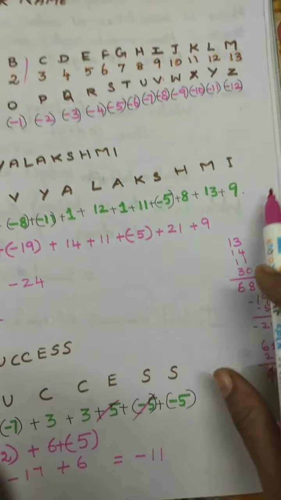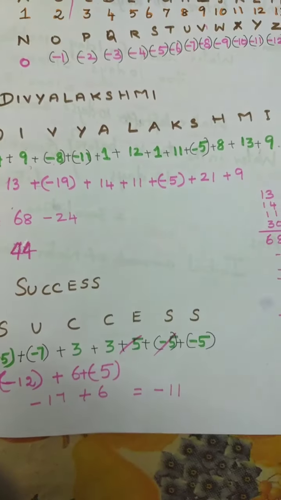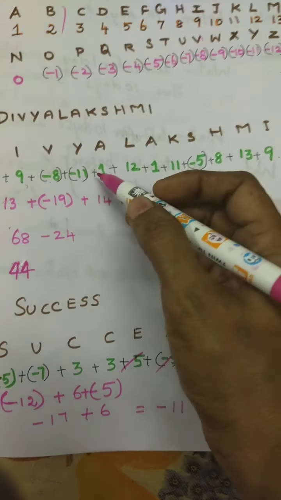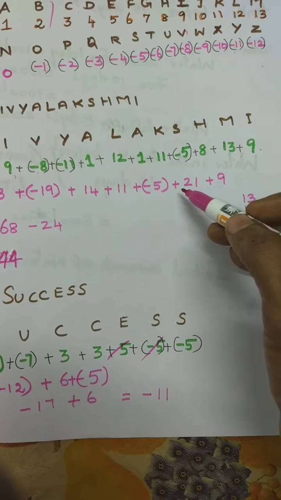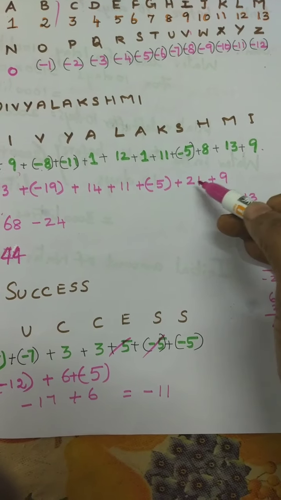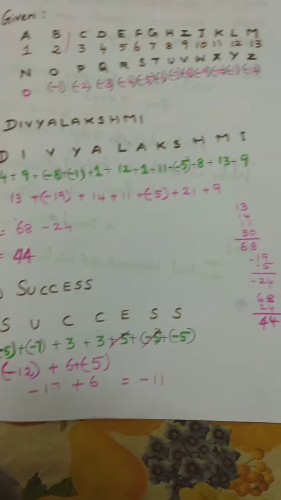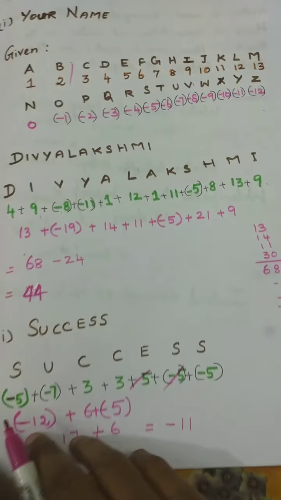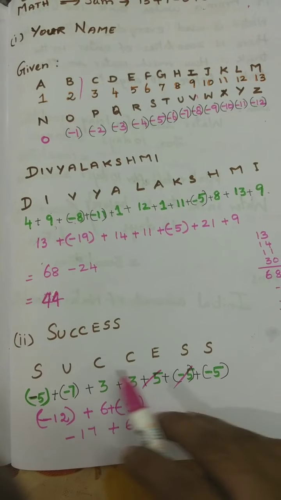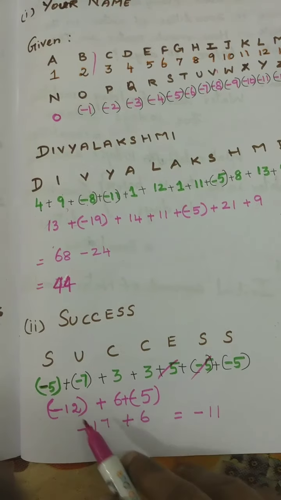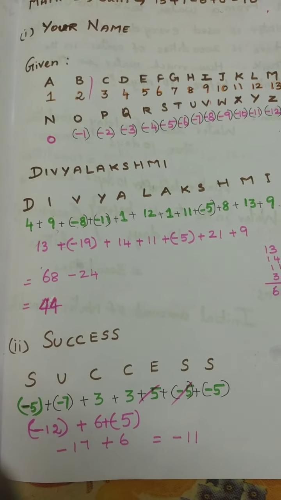Now you have to add all these. First add these two, 13. Then 9 minus 8 and minus 11, 19 minus 19. Then add all these, that is 14 plus 11 minus 5 plus 21. 8 plus 13, 21 plus 9. So 68 minus 24 is 44. Okay. That's why I have to write for success. Success, SUCCESS. You write the integers they have given for these alphabets and add all these, then the answer is minus 11. Have you understood?